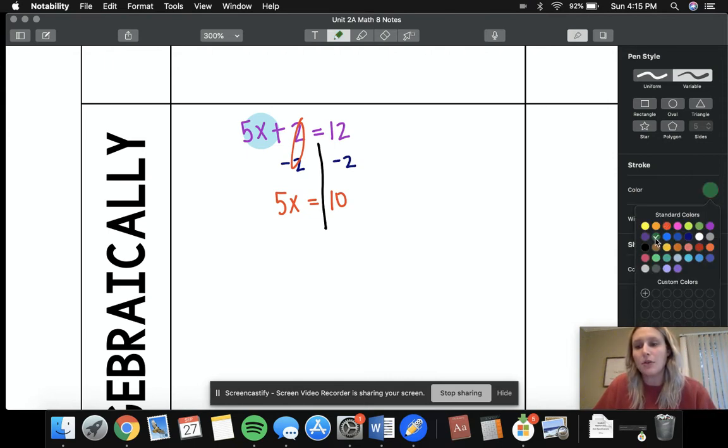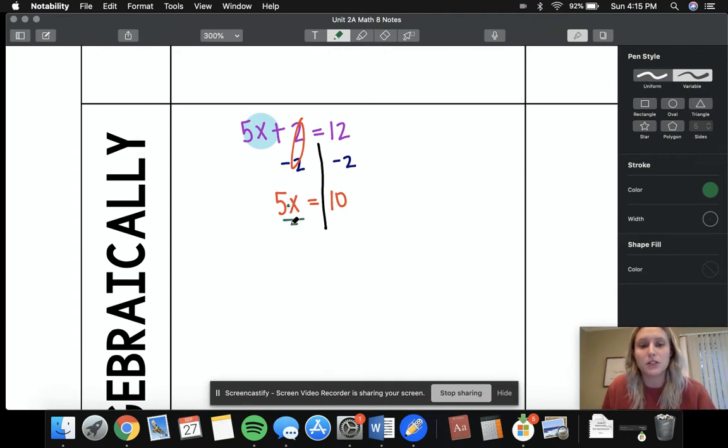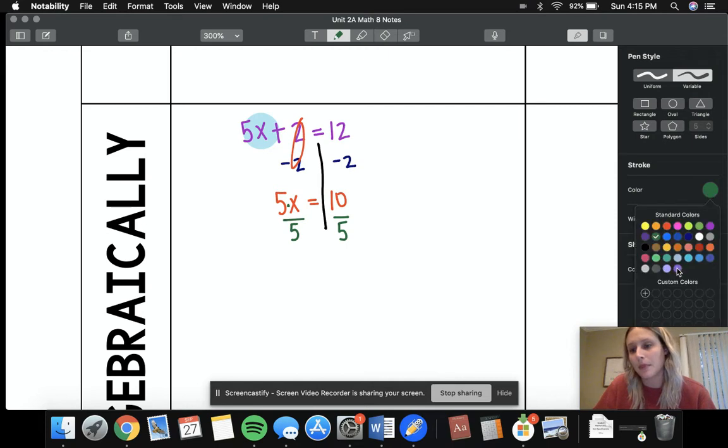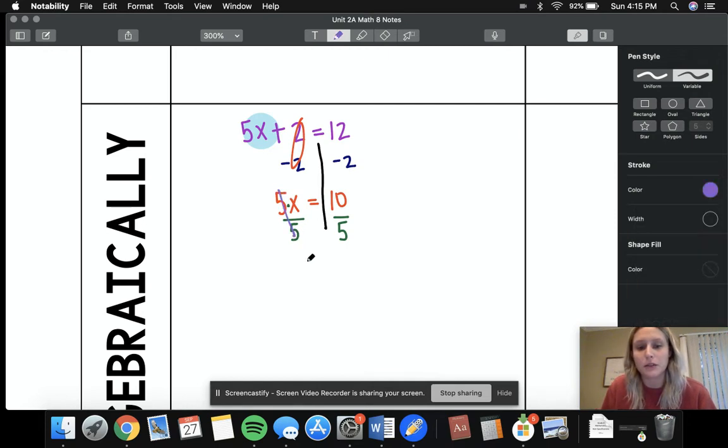Now we're going to isolate the x even further. We have 5x, so there's an imaginary multiplication symbol right there. The inverse of multiplication is division. So we're going to divide both sides by 5. 5 divided by 5 is 1, so we're just left with 1x instead of 5 x's. And then 10 divided by 5 is 2.